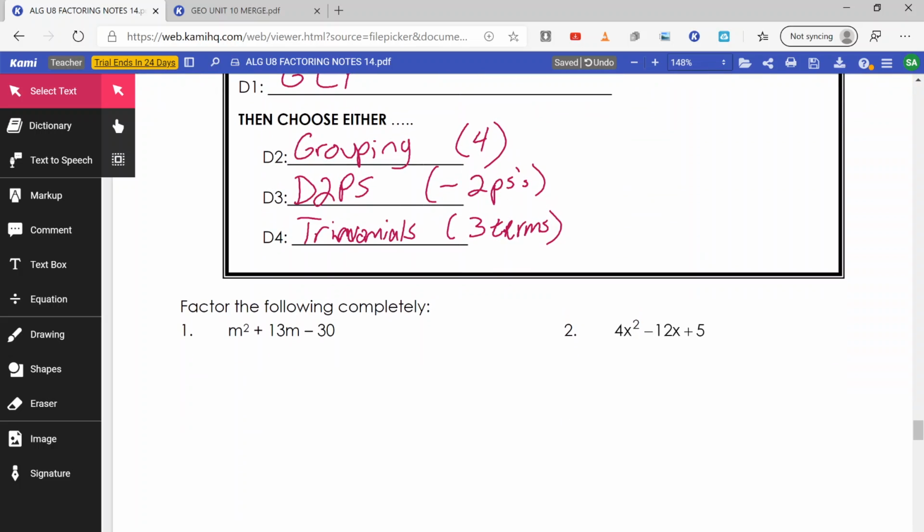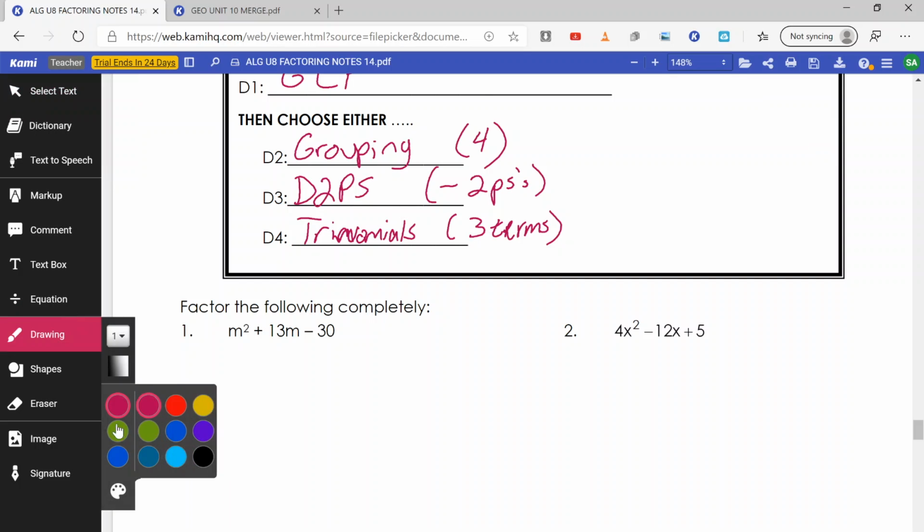So if I look at this first problem, m squared plus 13m minus 30, step 1, do we have a common factor? Variable, numbers, there's no common factor. So now we look at the number of terms. So we have 1, 2, 3 terms, meaning I am going to try and factor this as a trinomial. So again, I'll do it the way I prefer it. If you prefer the X box, you can look back at the previous day and see how to do the X box. Watch the video again and look at the notes.